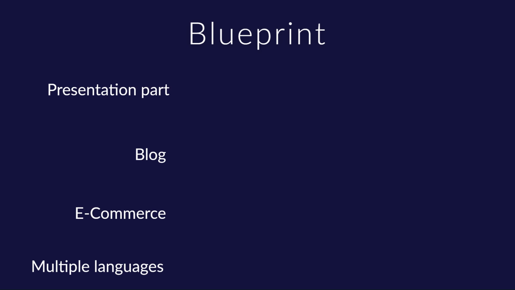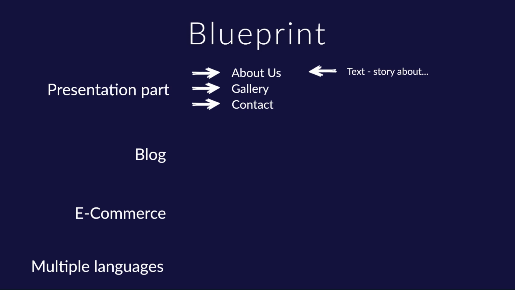The presentation part will have the following pages: About Us, Gallery and Contact. In the About Us page, we plan to have only text, where we will write a story about the beauty center. The Gallery page will contain a picture gallery, and on the Contact page there will be a contact form, Google Map, and basic contact information like working hours, email address, etc.